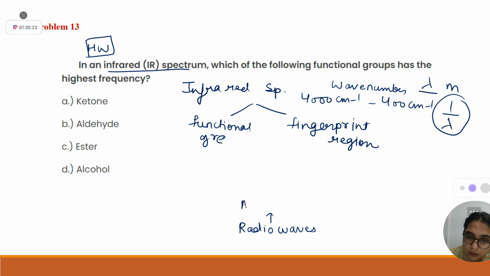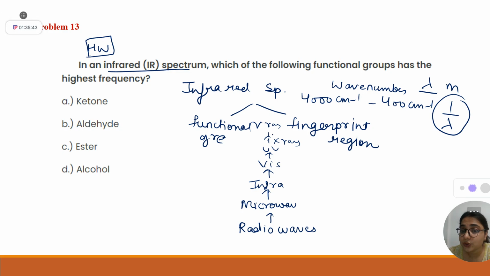And microwaves, very good. After that, infrared. Now you are in the visible light, then UV, then X-ray, then gamma ray, and cosmic. You know gamma rays.